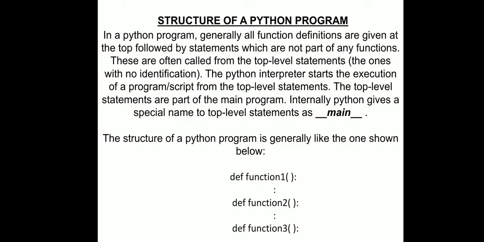Structure of a Python program. In a Python program, generally all the function definitions are given at the top, followed by the statements which are not part of any function. These are often called top level statements. With no indentation, the Python interpreter starts the execution of the program or script from the top level statement. The top level statements are part of the main program.